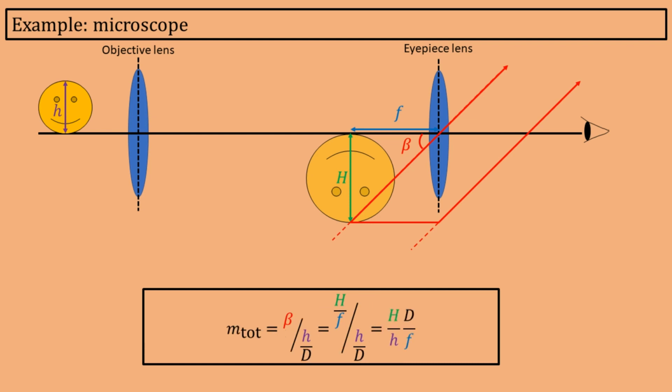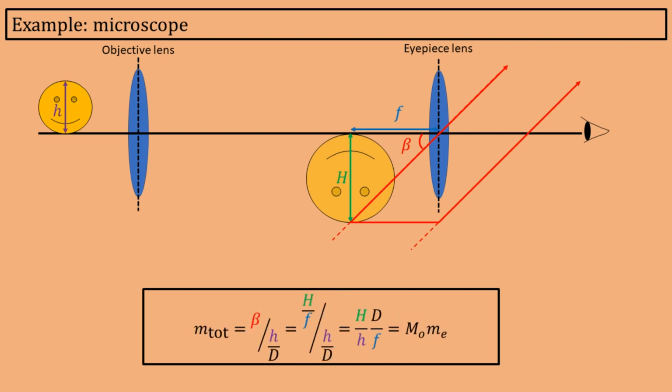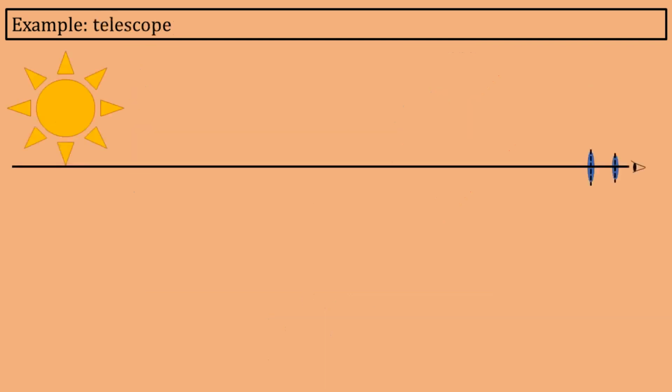By rearranging the resulting expression, we find that the angular magnification of this microscope is given by the linear magnification of the first lens multiplied by the angular magnification of the second lens. For the final example, let's have a look at a telescope. In this case, the object of interest is very big and very far away, like a star. This means we have to use a slightly different approach to find the angular magnification.